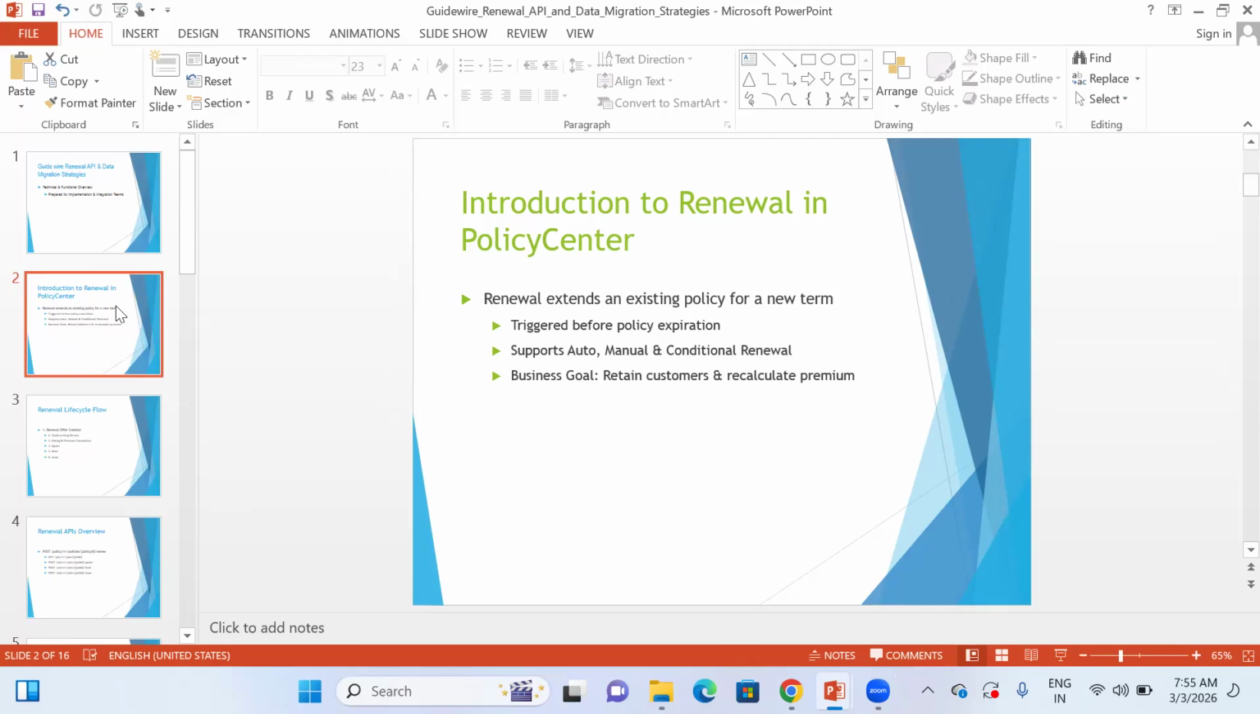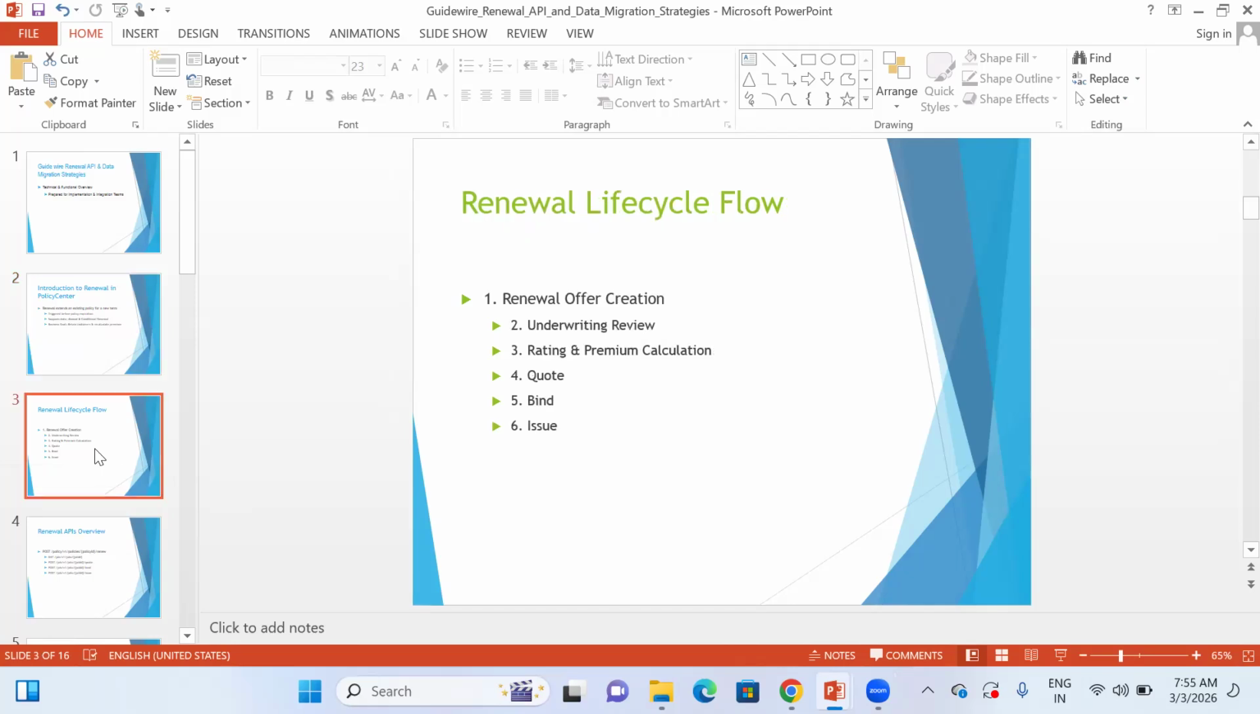But the major goal under this is to retain the existing customers. At the same time, if there are any changes in the policy in between, recalculation of the premiums will be done. So these are the major reasons as well as the business goal behind renewal for any Policy Center, as an example that I'm referring to here.